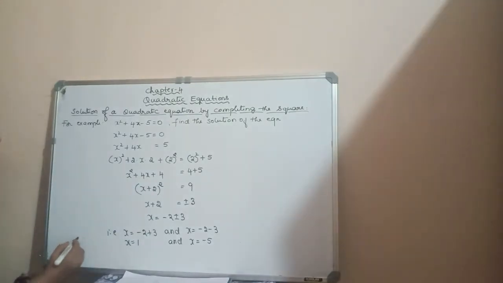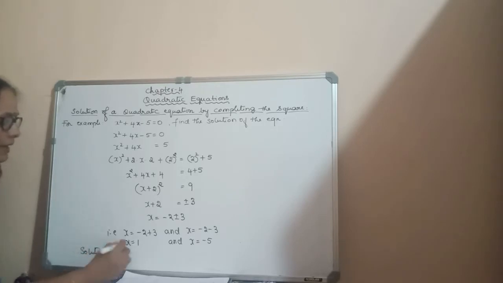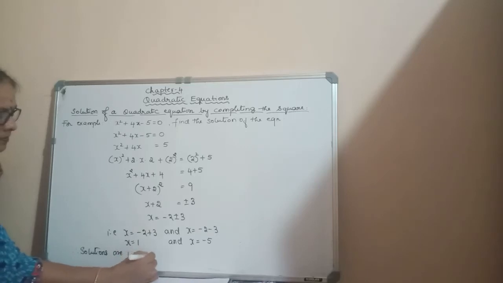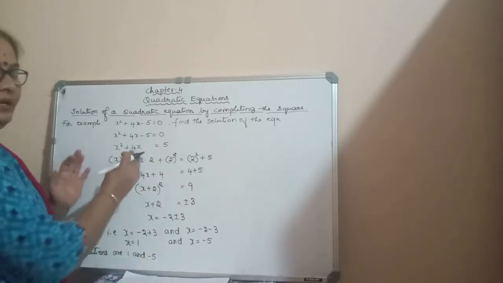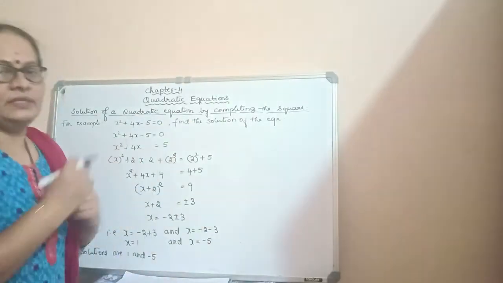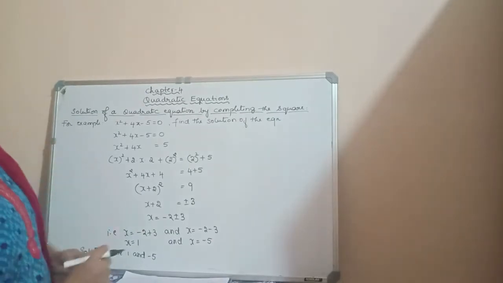Therefore, the zeros or the roots, that is the solutions, are 1 and minus 5. It means that you are completing the square on both sides to find the solution of the equation. Once again I will repeat.